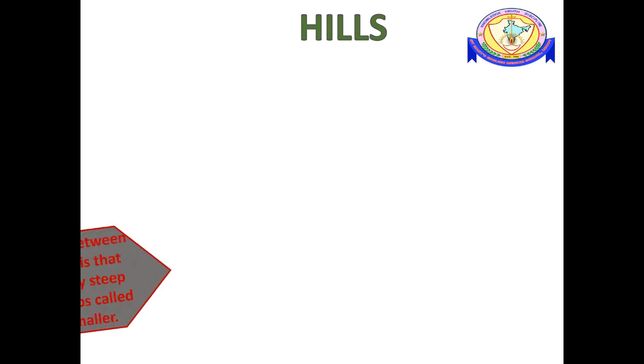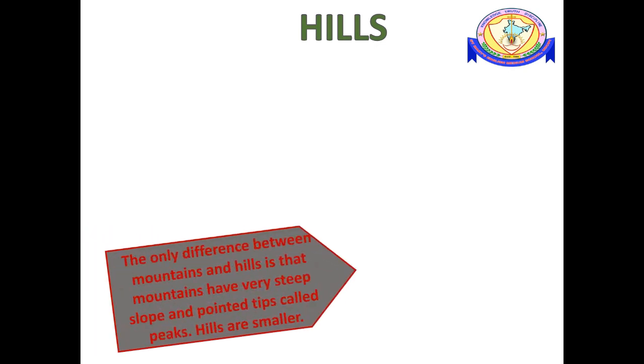Hills. The only difference between the mountains and hills is that mountains have very steep slopes and pointed tips called peaks. Hills are smaller.